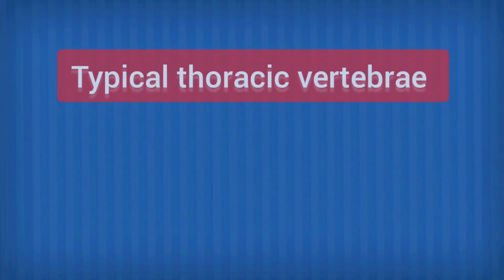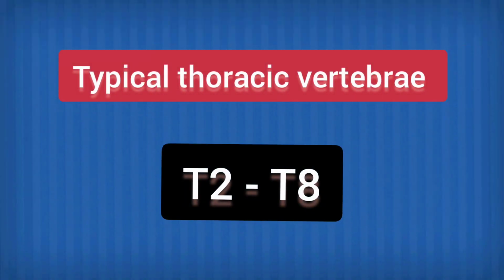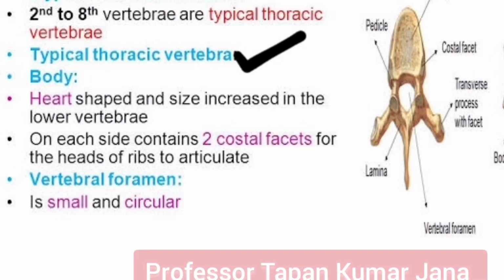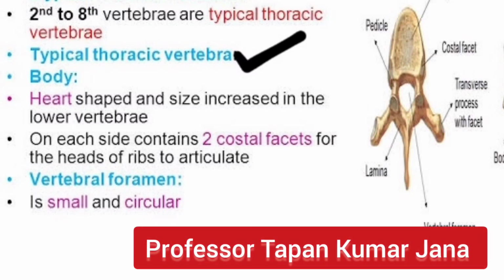We will discuss the typical thoracic vertebra first, followed by the atypical vertebra. Among the typical vertebra, T2 to T8 are typical thoracic vertebra. That means all the vertebra have common anatomical features. You know the different parts of the vertebra.